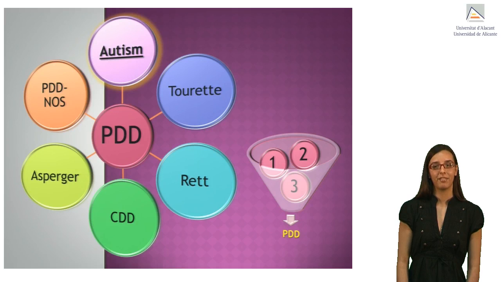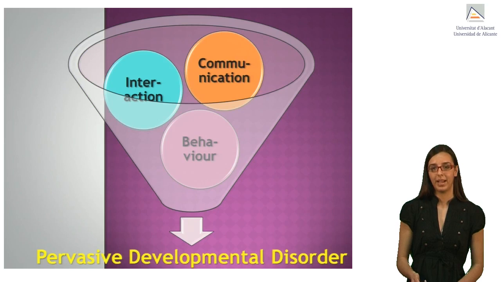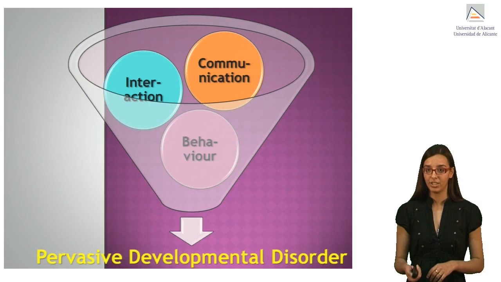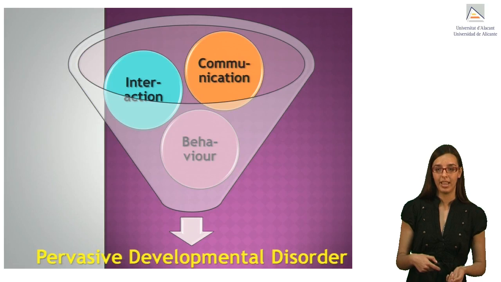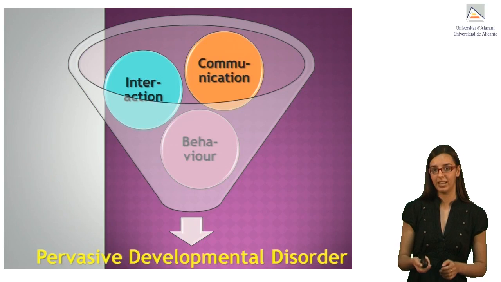Autism is one of the 5 pervasive developmental disorders together with other syndromes such as Tourette syndrome, Rett's syndrome or Asperger's syndrome. These disorders are characterized by a series of widespread abnormalities which are social interaction, communication, and behavior together with restricted interests.